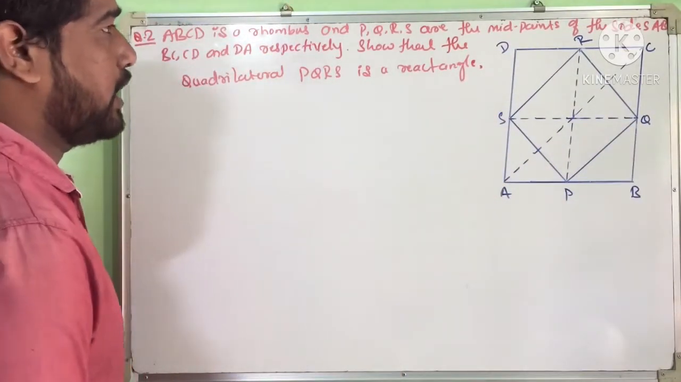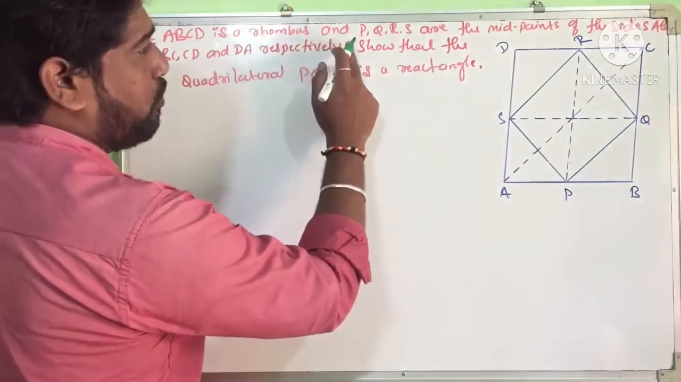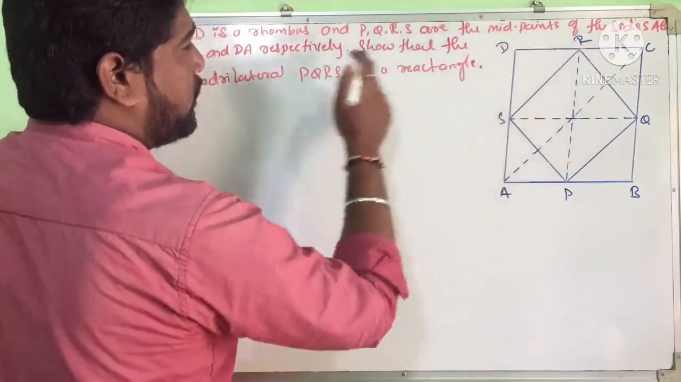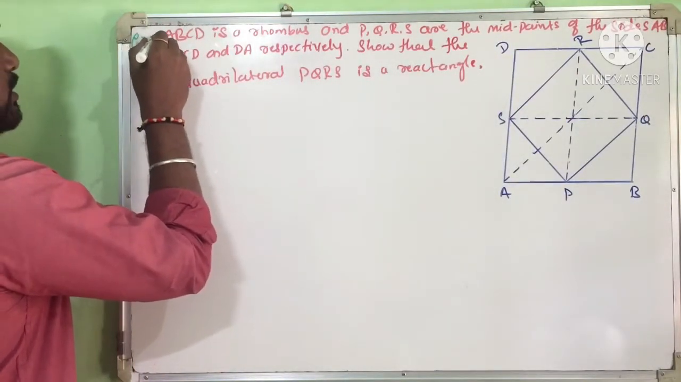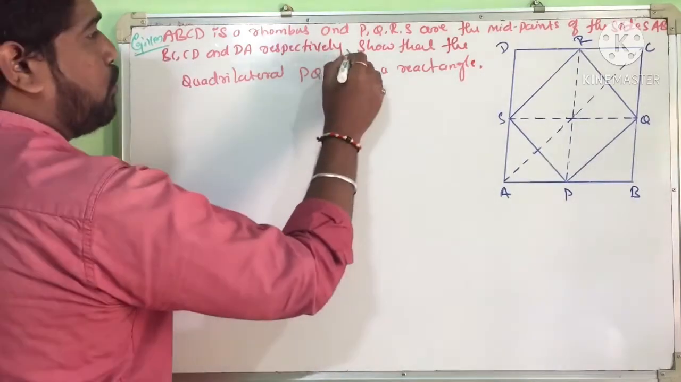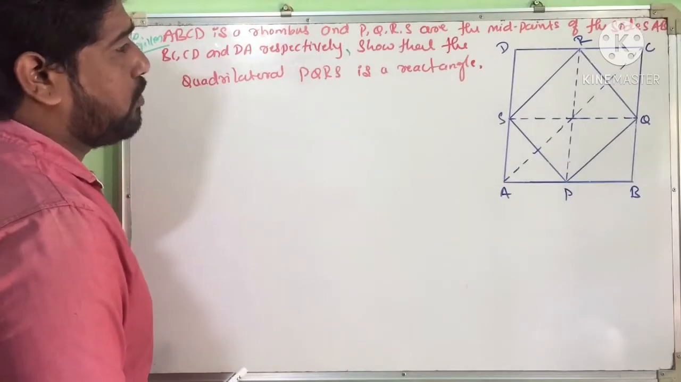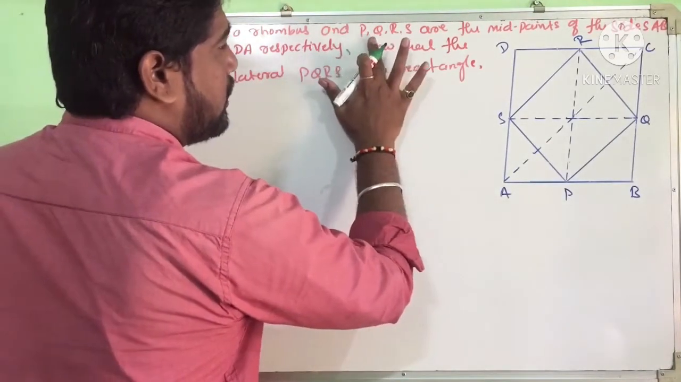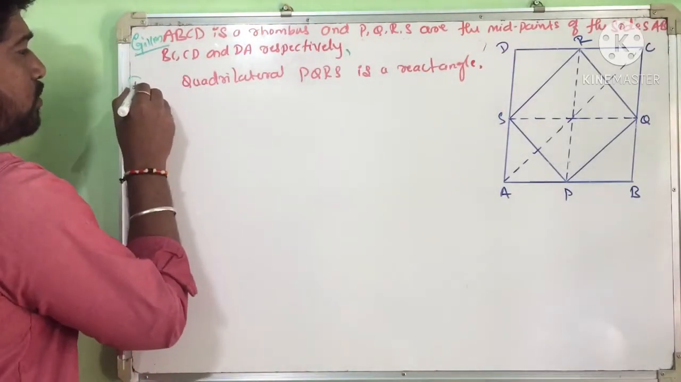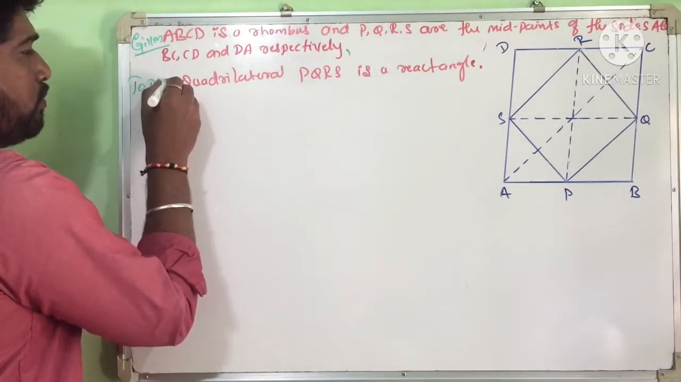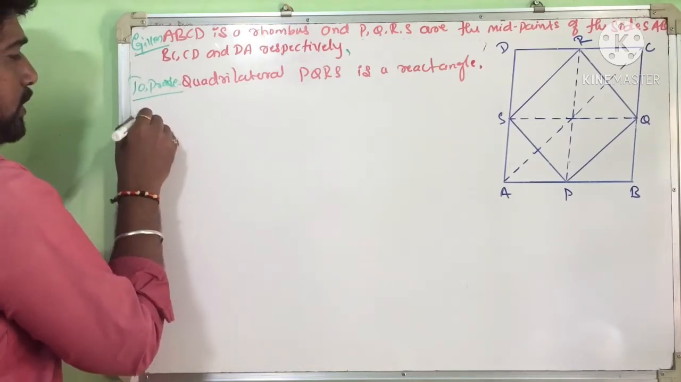So first write down given. Here ABCD is a rhombus and P, Q, R, S are the midpoints of the sides. This one is the given. Write down here given, right? So up to here given. And show that quadrilateral PQRS is a rectangle. It means it becomes the to prove. So here to prove. Right. And proof.